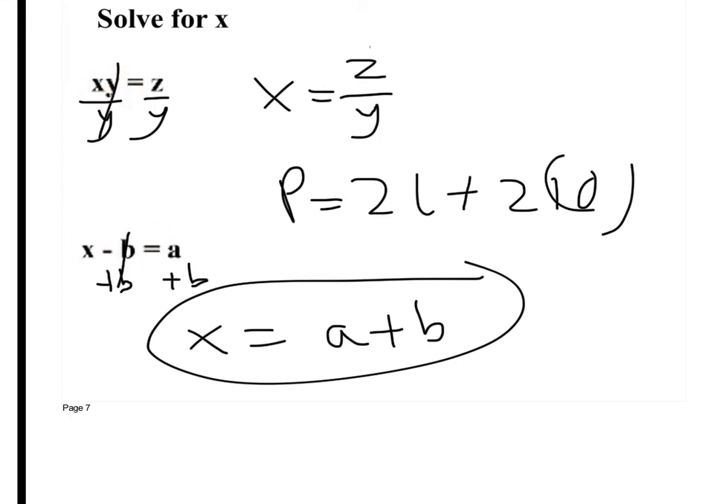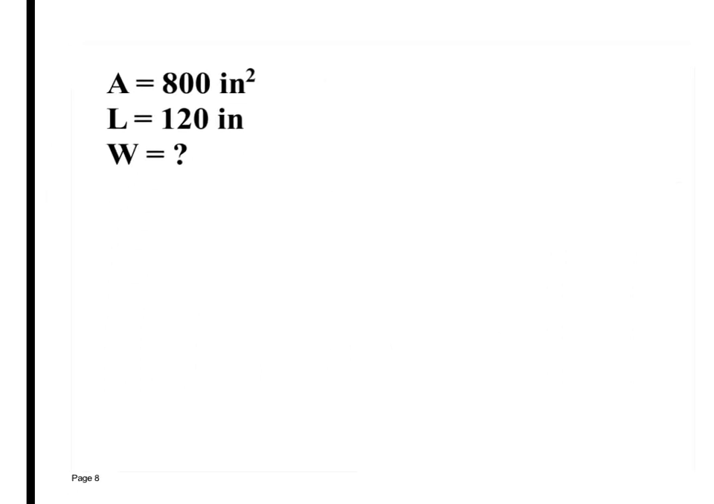Could I have solved for Y? What would I have done? Divided by X. Could I have solved for B? What would I have done? Subtracted X, because it's positive, I would subtract X from both sides. So then it would have been negative B equals A plus X. Then we'd have to change the sign of B, but we haven't talked about how to do that. Any questions? Write this down.